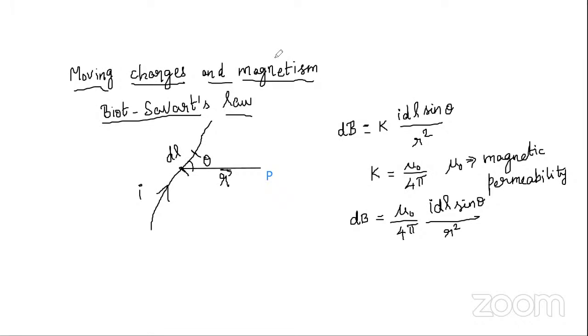This Biot-Savart law is actually analogous to Coulomb's law in electrostatics. In electrostatics, Coulomb's law gives you the expression for finding the electric field due to stationary charges. Here, this Biot-Savart law helps you find the magnetic field at a particular point due to a current carrying wire or current carrying conductor. So in this way, Biot-Savart law is analogous to Coulomb's law.